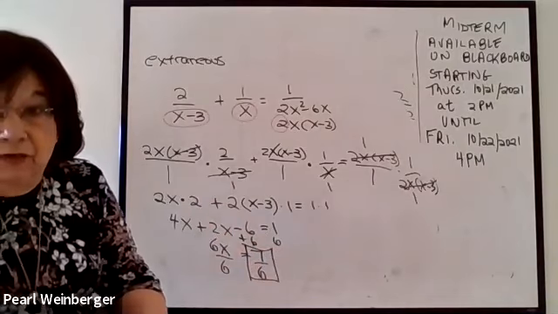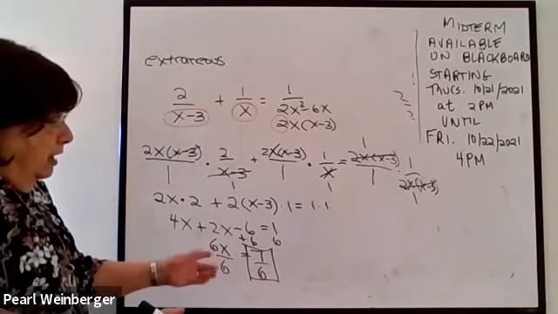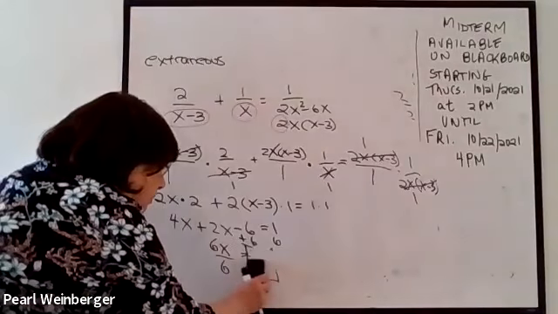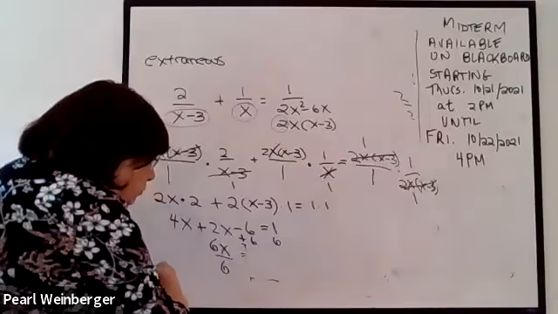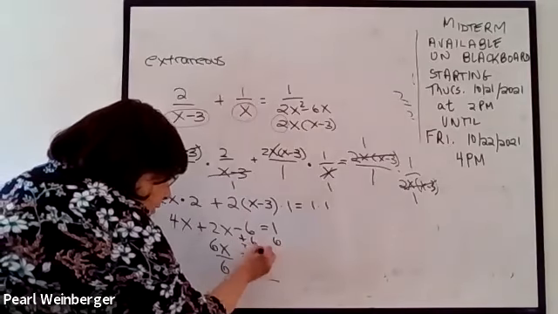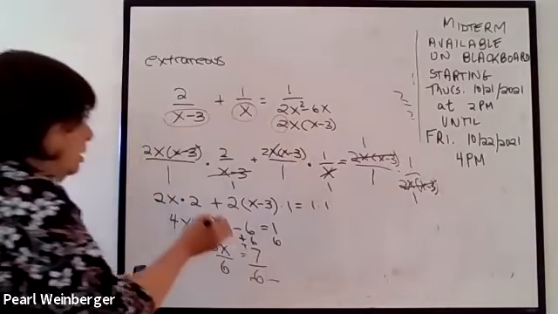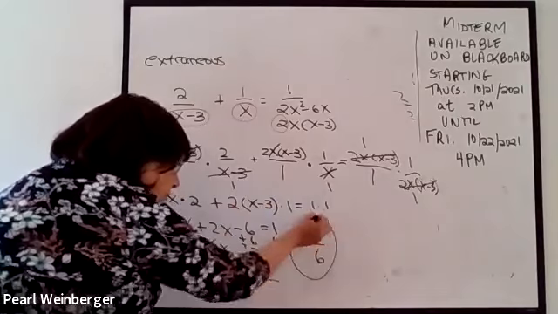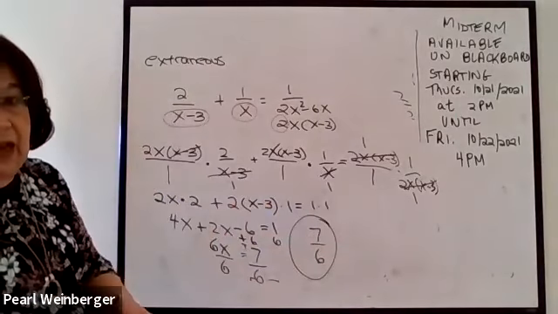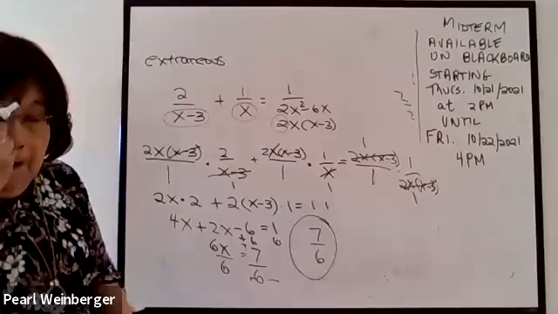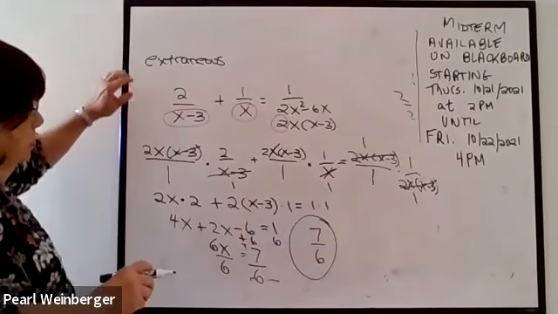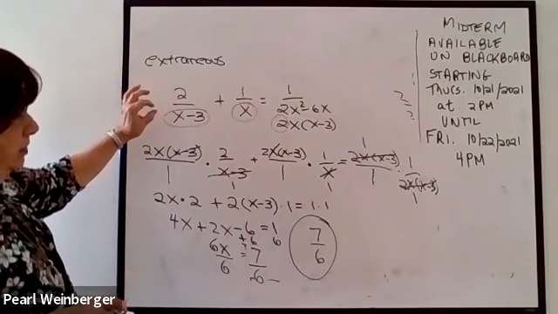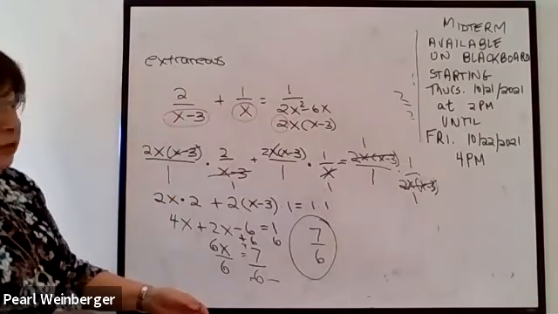Don't be surprised if you get an answer that is a fraction. No, this is clear that this is 7 over 6. Your answer turned out to be 7 over 6. What I really have to do is check that this is not an extraneous root. And sticking in 7 over 6 for x is not so easy.